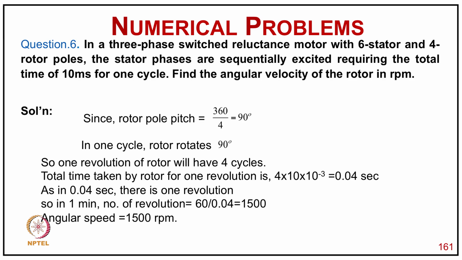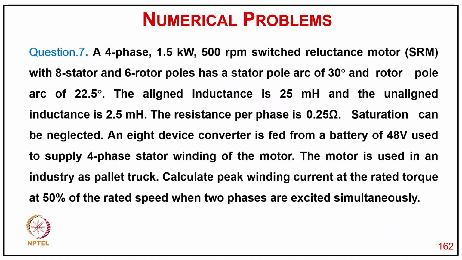So since the rotor pole pitch is 360 by 4, that is 90 degrees. In one cycle, the rotor pole rotates 90 degrees. So one revolution of the rotor has 4 cycles. So time taken for one revolution is 4 into 10, that is 0.04 second, that is 40 milliseconds for one revolution. So in 1 minute the number of revolutions is 1500. So angular speed is 1500 rpm.